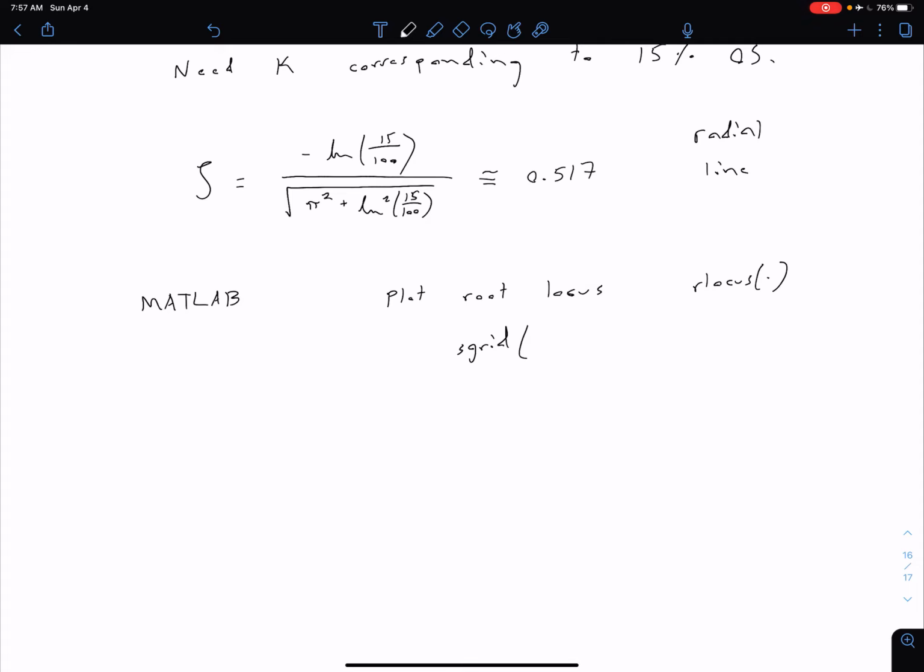That has two arguments. In this case, we want to put 0.517 for our damping ratio. We can just put 0 for our natural frequency because we're not interested in any particular natural frequency. Once we have that overlaid on our plot, remember we could zoom in or adjust that however we want. Then we can use our rlocfind function. It's going to let us interact with the plot and manually select a point, and then that's going to give us back our gain and pole information.